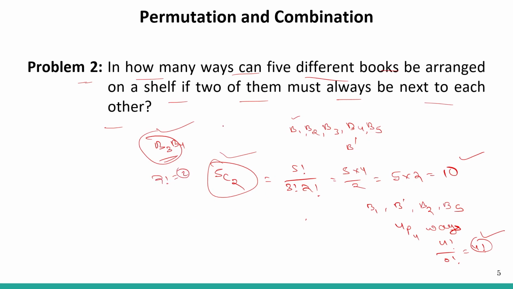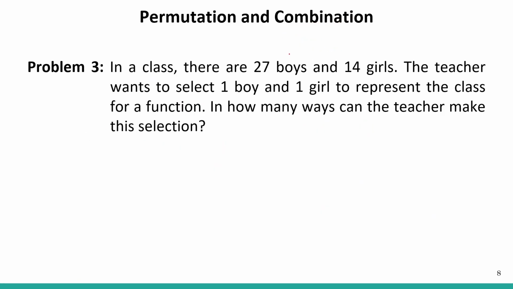So basically the answer is, in how many ways can 5 different books be arranged on a shelf if 2 of them must always be next to each other? So it will be 4 factorial into 2, that is 48 ways. This is the number of ways. So let's go forward to the next question, problem number 3.